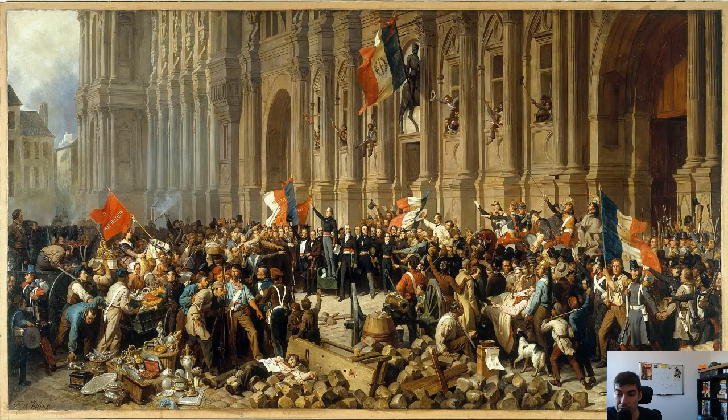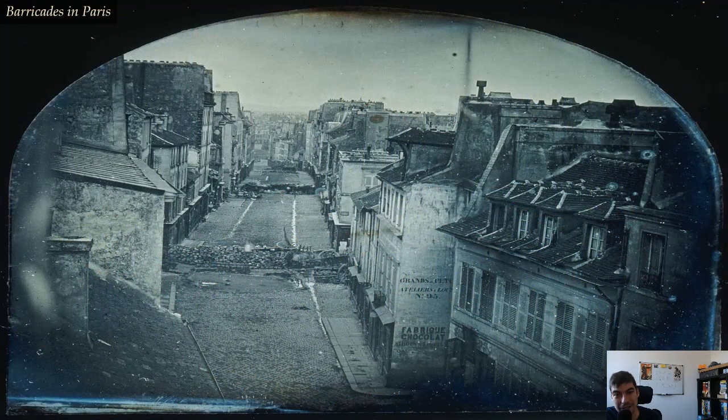This is the proclamation of the Second Republic of France and the barricades in Paris. Note that here we have the first photographs of our course, okay? Here, that's because photographs were invented around a decade earlier.